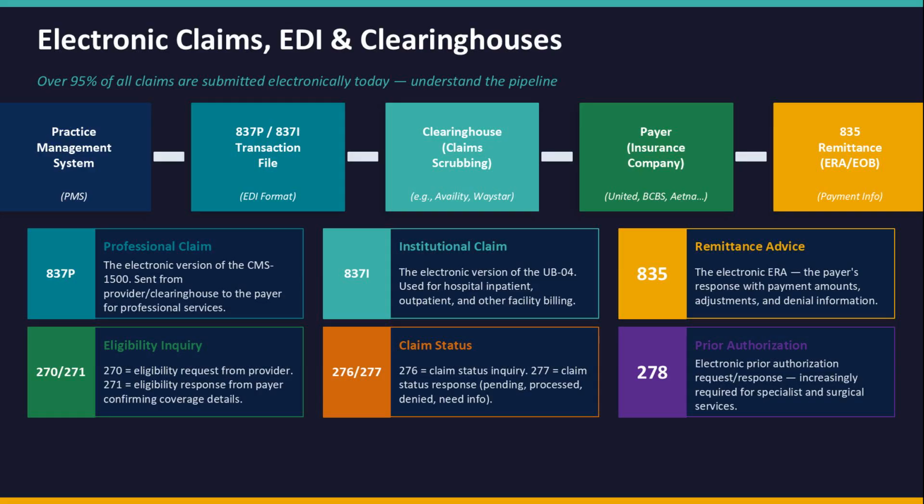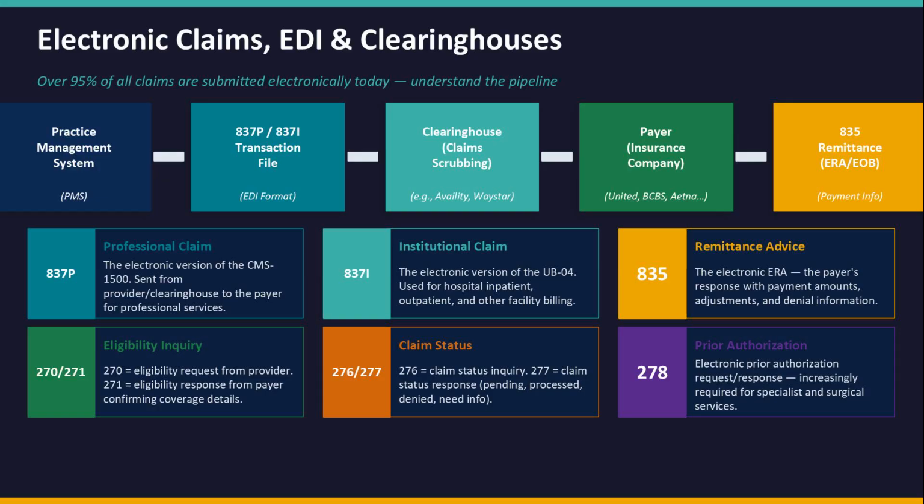When the biller enters charges, the PMS generates an electronic claim file. That file is formatted as an EDI transaction, specifically an 837 file. An 837P is the electronic equivalent of a CMS 1500. The P stands for professional, and 837I is the electronic equivalent of a UB04. The I stands for institutional. The 837 file is transmitted to a clearinghouse.